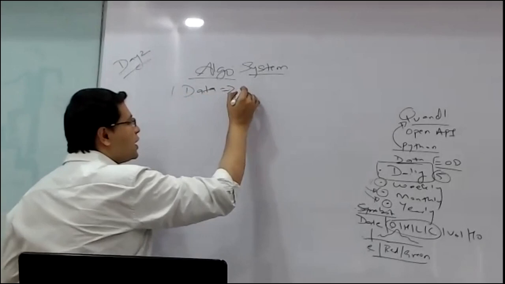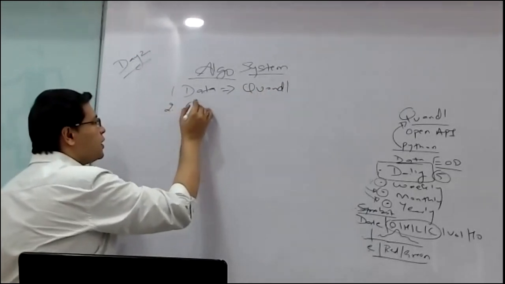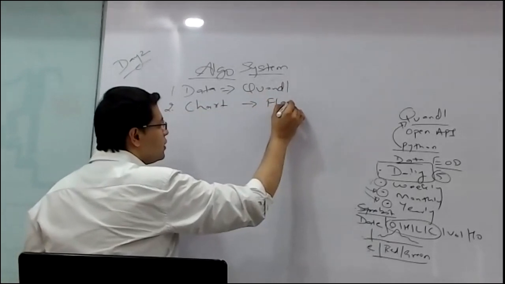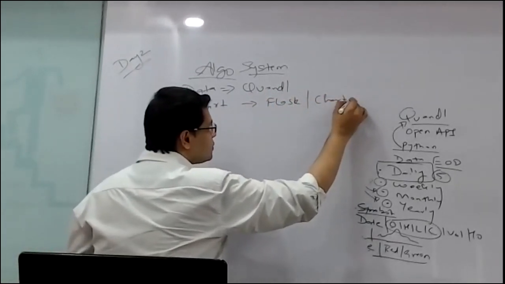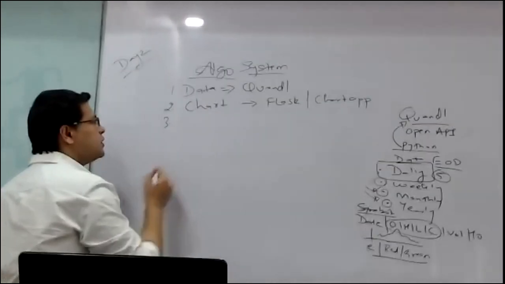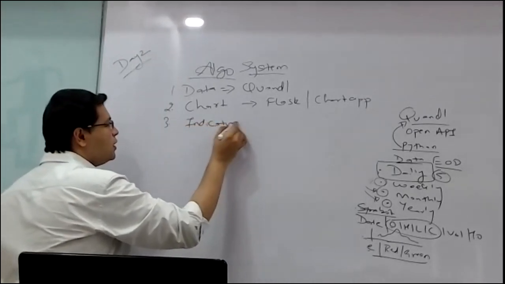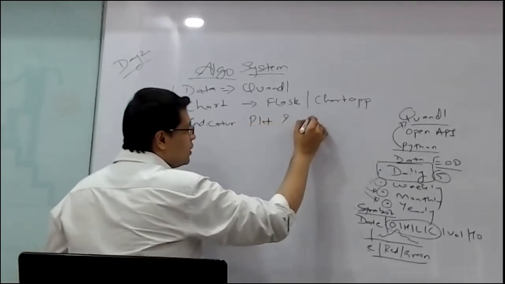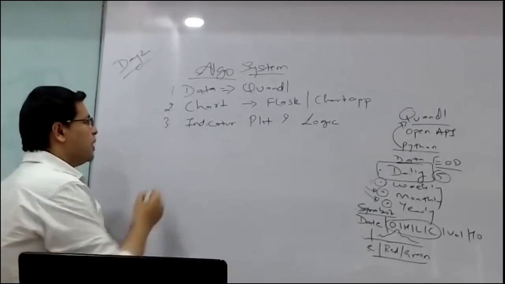Data, we are basically getting it from Oanda. Second, we are trying to plot the chart using the class and the chart app or API. Third, we are now going out and understanding indicators, trying to plot the indicator to understand the logic that we can assess or understand or make.